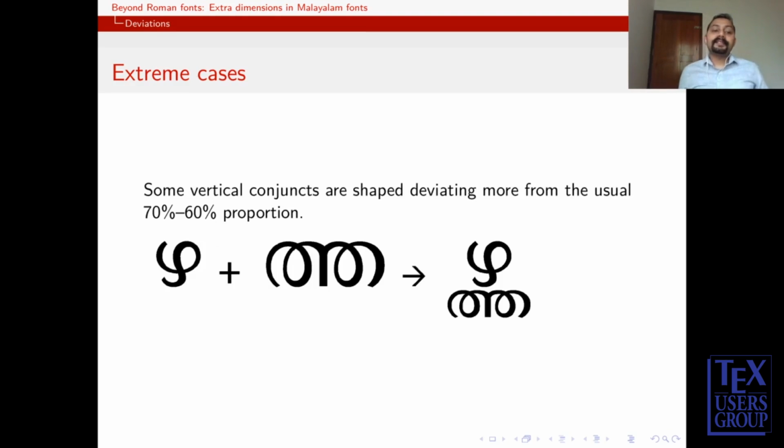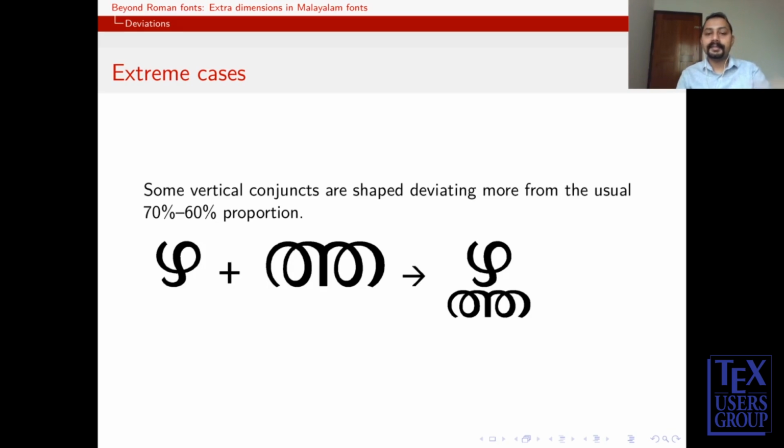Now we look at some extreme cases where this is necessary. Some conjuncts do not even adhere to the usual 70% width and 60% height adjustment. One example of such a conjunct is "ttha". I'm not sure many of you would be able to pronounce that. That's ra and double ta. Ta plus ta combined to form "tta", which is the below base character in this glyph, and ra is the above base character. Now, there are a number of words using this glyph in Malayalam.